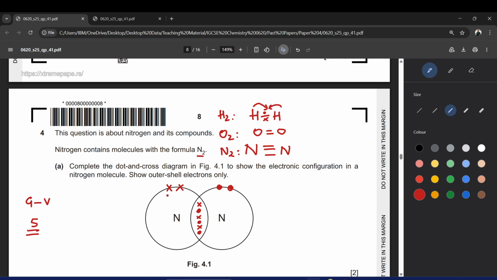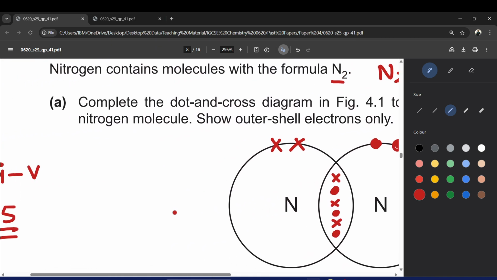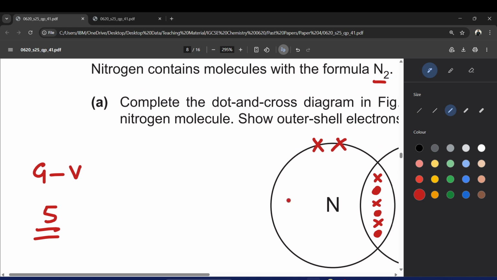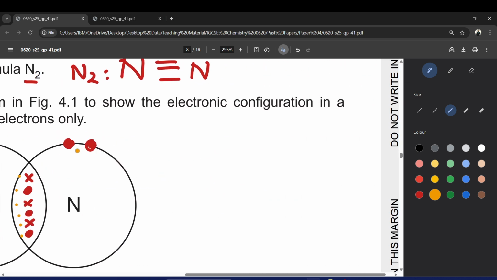Now let's count. If I only focus on the left nitrogen, let's hide this one. How many electrons can you see? One, two, three, four, five, six, seven, eight. This is perfectly fine because you cannot have more than eight electrons. Similarly, if I move to the right hand side and count, these are six electrons, and then you have seven and eight. So even this nitrogen now has eight electrons.